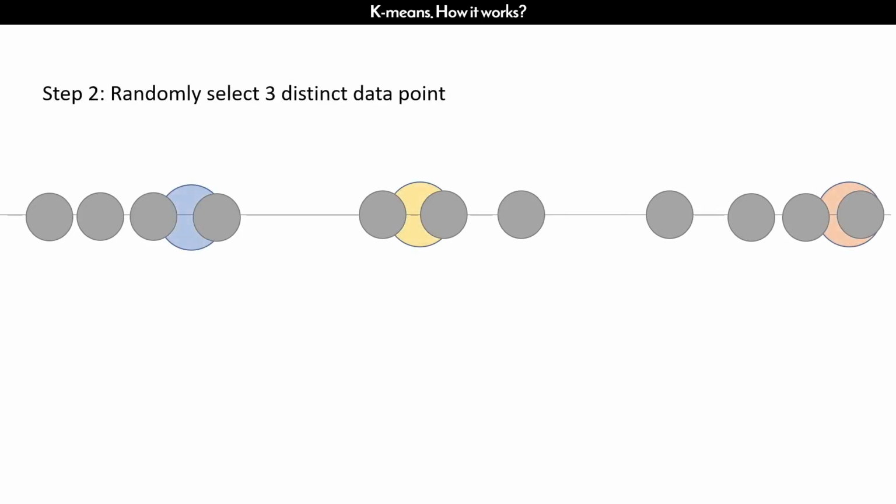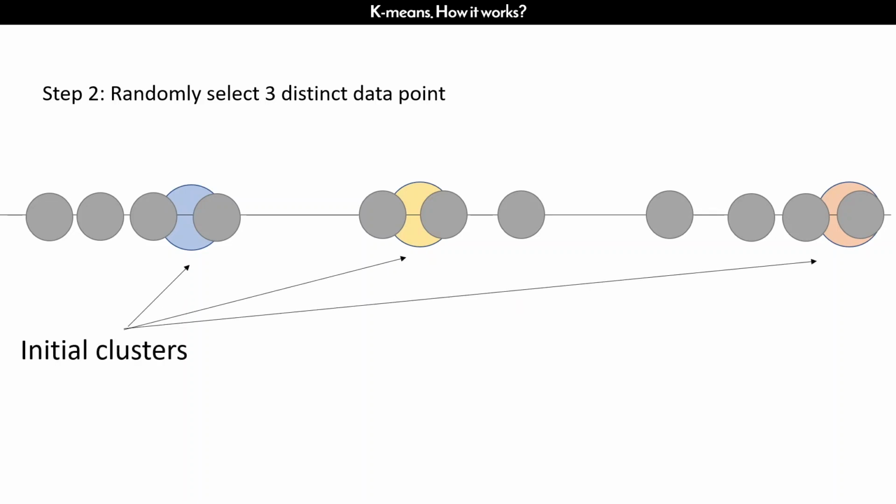Step 2 is to randomly select 3 distinct data points, 3 because we chose to have 3 classes. If we choose 4, 5, 6, then we will randomly choose 4, 5, 6 distinct data points. Here you can see that we have randomly selected 3 points: blue, yellow, and orange. Those are called initial classes.